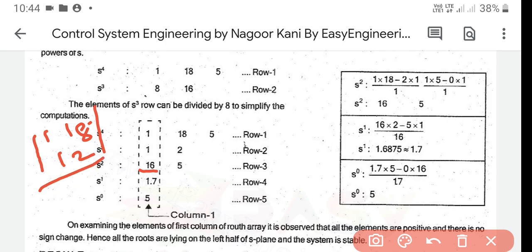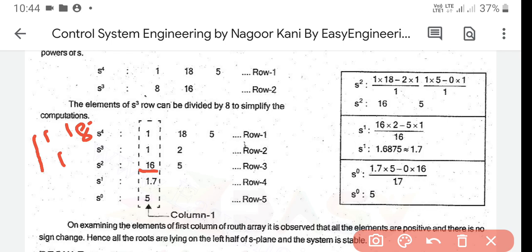divided by, you have to consider the previous one. What is the second row first element? 1. So the determinant of 1 18, 1 2 divided by 1. For this, what is the value? Cross multiply: 18 into 1 minus 2 into 1, divided by 1. What is the value? It is 16.